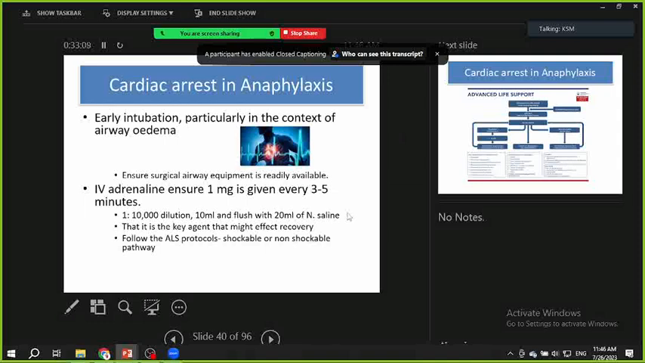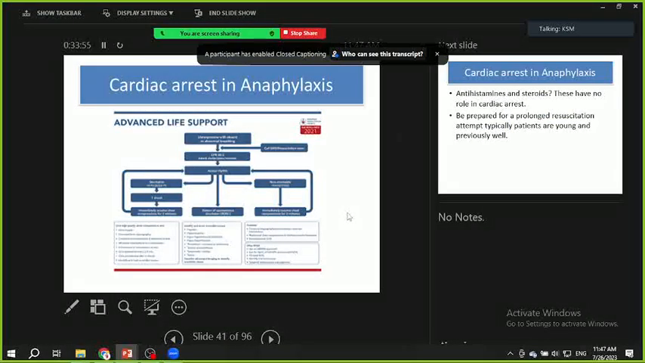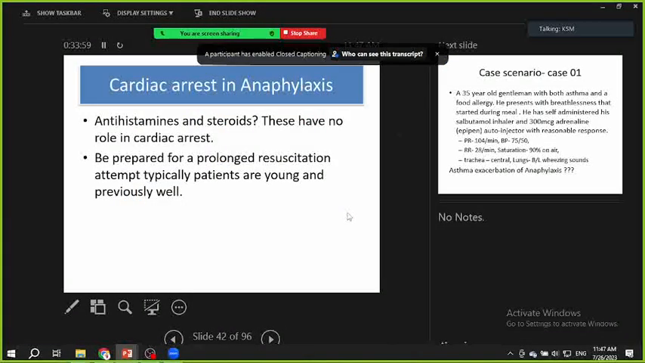Now the patient is in cardiac arrest. You have to see whether the patient is in a shockable rhythm or non-shockable rhythm according to the advanced life support guideline, and you have to give 1 milligram, that is 1 ml of IV adrenaline, flushed with normal saline 20 cc. That is the starting point of giving adrenaline in a cardiac arrest patient with anaphylaxis. Or 1 in 10,000, 10 ml, you have to give. No IM adrenaline in the cardiac arrest patient. No point giving IM adrenaline; give IV adrenaline. After that you follow the protocol according to the shockable or non-shockable rhythm. Most commonly in anaphylaxis, they get asystole and pulseless electrical activity. So this you have to go through in advanced life support.